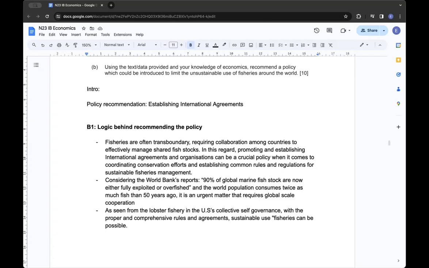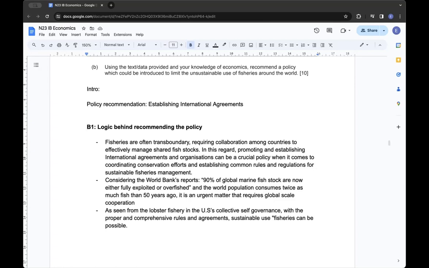I can refer to the report from the World Bank given, saying that the situation is really tragic. Also, consumption is about to decrease even more. So I can argue that the policy that I'm recommending is really necessary to sort out the urgent matter. And it requires global scale cooperation.